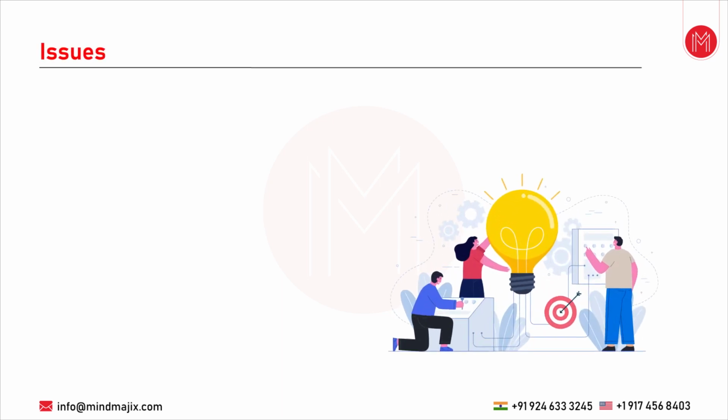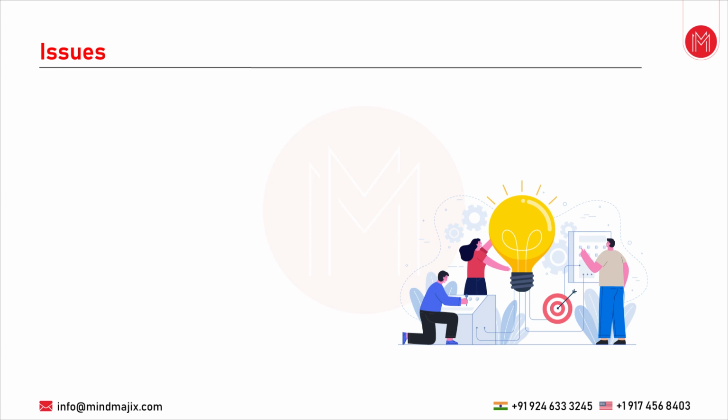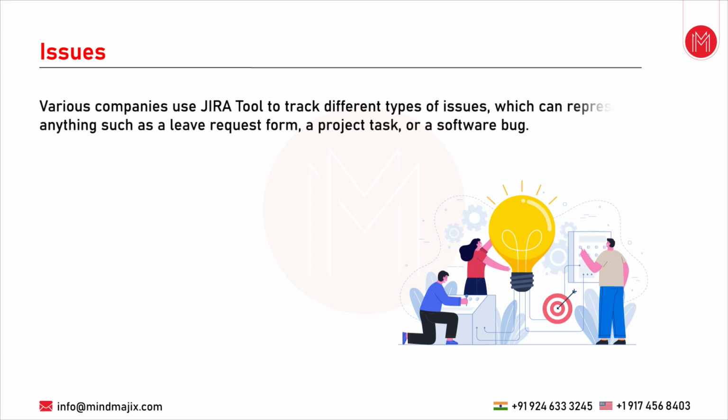So what exactly are issues? Issues in JIRA software help you to keep track of your team, estimate workload, and manage your code. Various companies use the JIRA tool to track different types of issues, which can represent anything such as a leave request form, a project task, or a software bug. In any JIRA project, issues can be termed its building blocks. A task, a bug, a story, or any other issue type can be represented as an issue. An issue can be stated as a packet of work in JIRA Core.